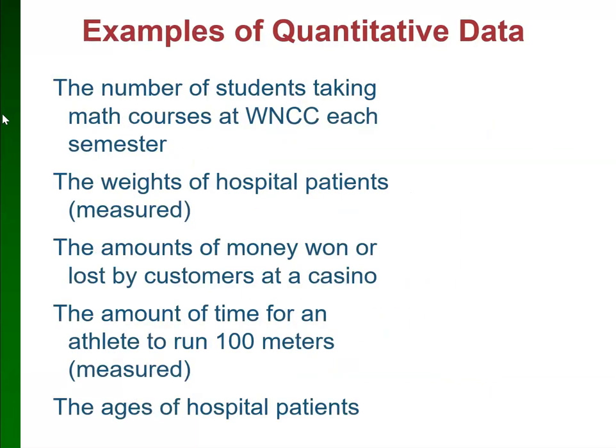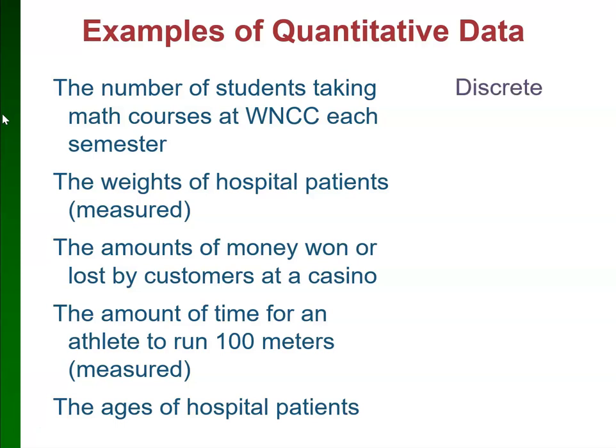Here's some examples of quantitative data, and we're going to look at each one and decide whether it's discrete or continuous. First of all, the number of students taking math courses at WNCC each semester. Since this one answers the question, how many students take math courses at WNCC each semester, that makes it discrete.